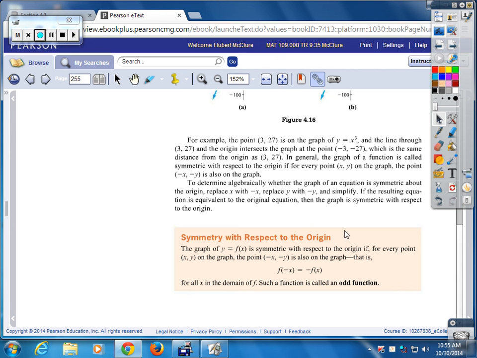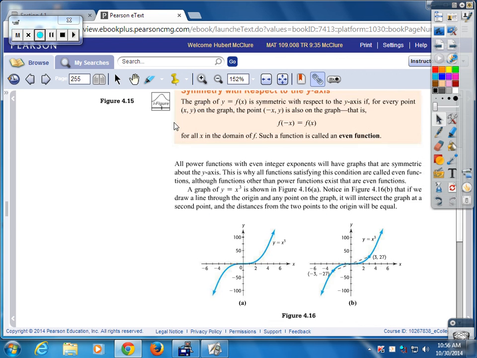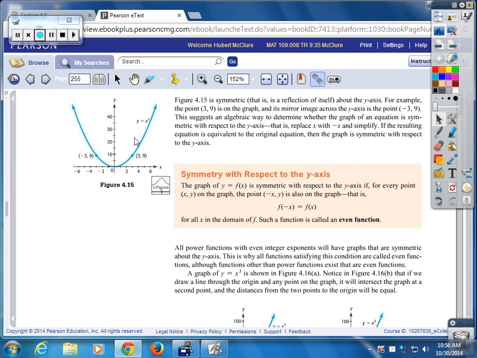Now what does that mean? What does this look like? Well, it's symmetrical about the origin. It's not symmetrical around the y-axis, because if it was symmetrical around the y-axis, it would look like this. So this is symmetrical about the origin. This side looks exactly like this side, only it's going in the opposite direction. These two are going in the opposite direction too, but these two are symmetrical about the y-axis.